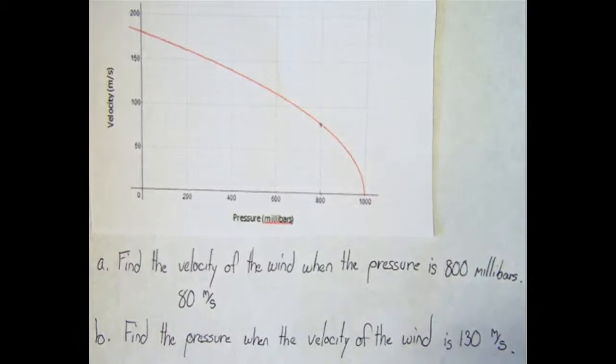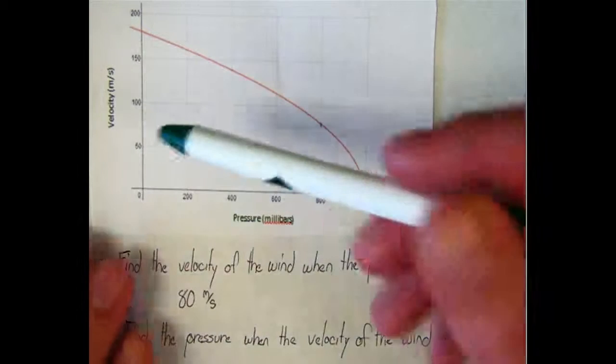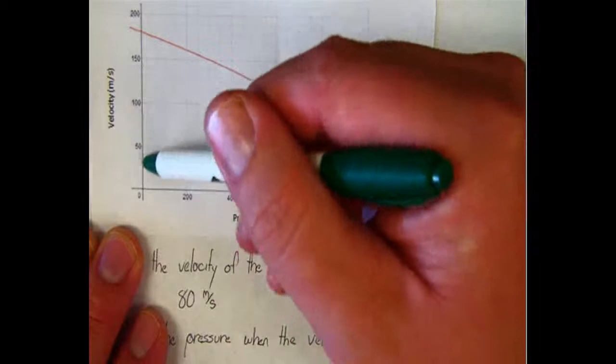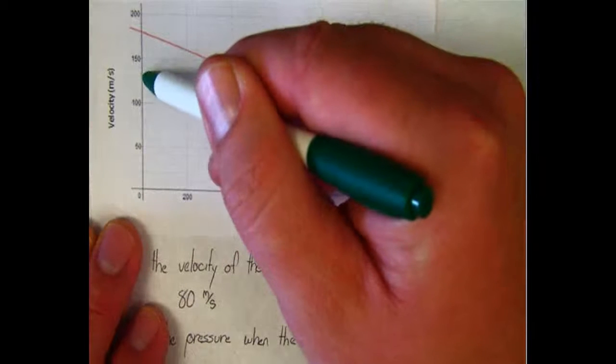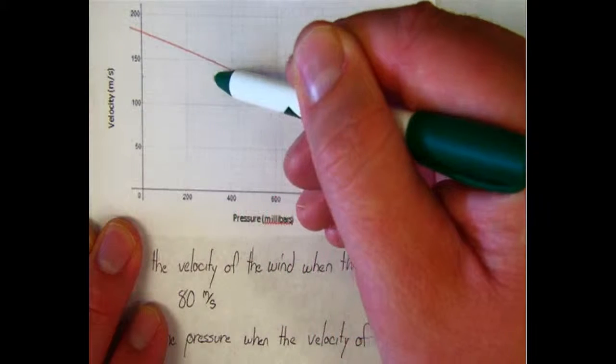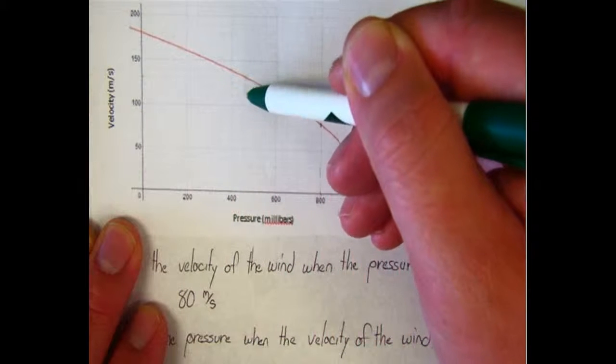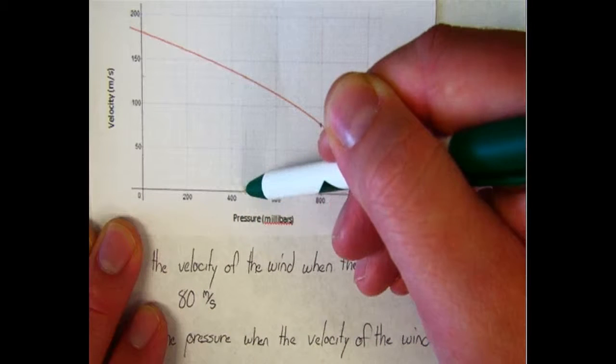In part B, we're asked to find the pressure when the velocity of the wind is 130 meters per second. So all we're going to do is go the opposite way. We find 130 meters per second, so that would be right up here, and we're going to trace over 130 meters per second until we find our line, and it's about right there. And now we're going to trace that down to find the pressure.